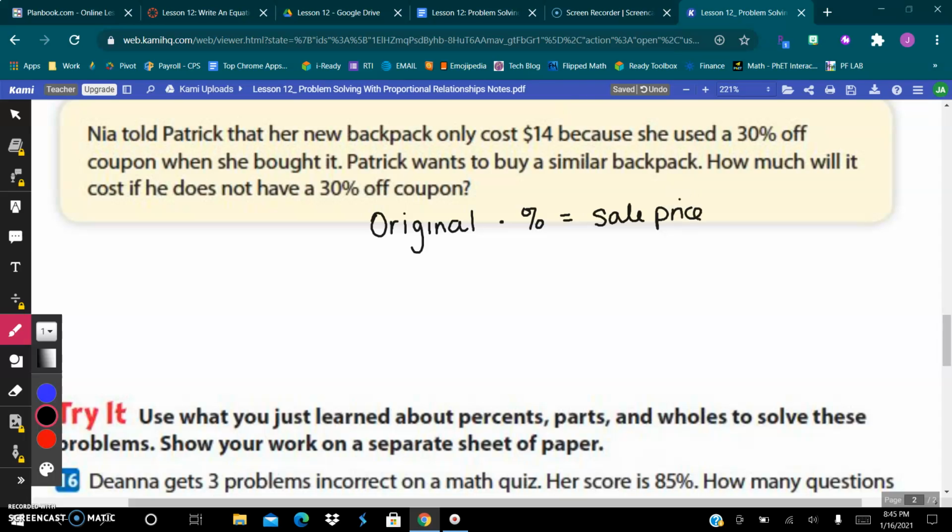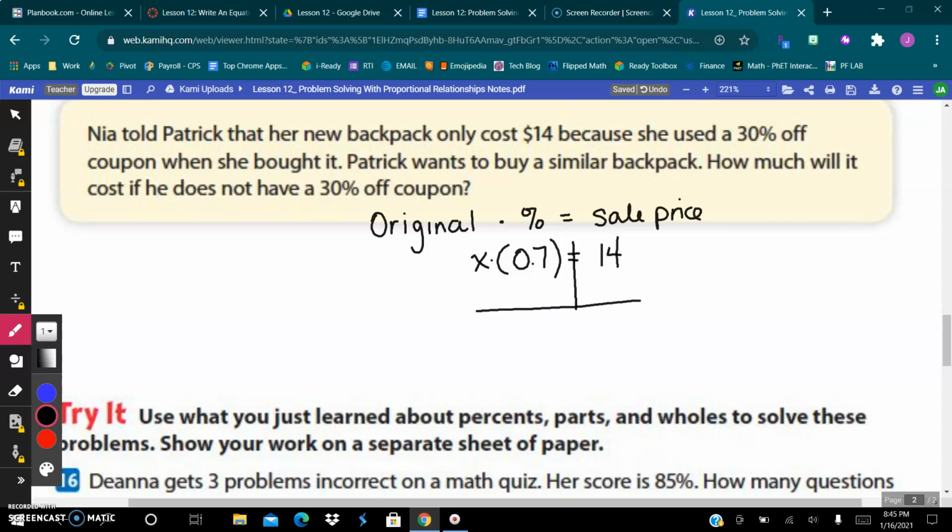So we don't know the original right now, but we know she took 30% off. So that means she paid 70%. So 70% as a decimal would be 0.7. And we know her sale price was $14. So we're unsure of this original price, so we're going to put an X there for that. We don't know what that is. So X times 0.7 gave us $14. So we are going to solve this equation.